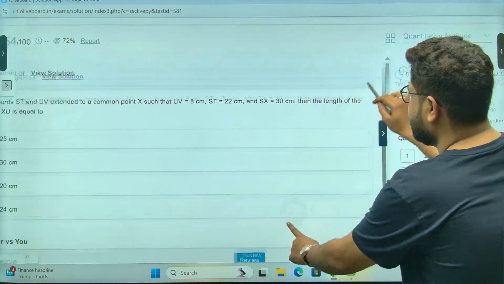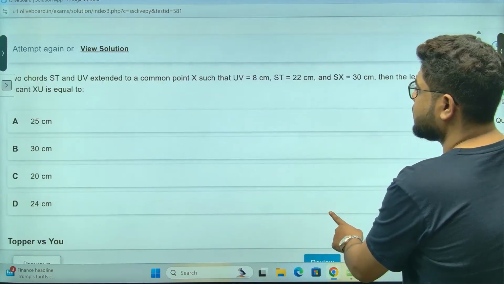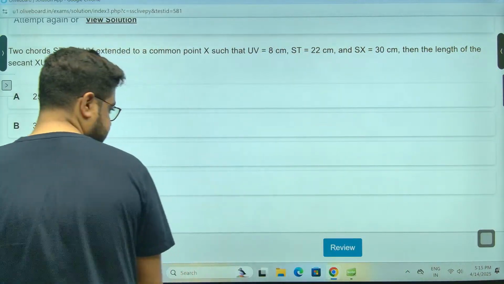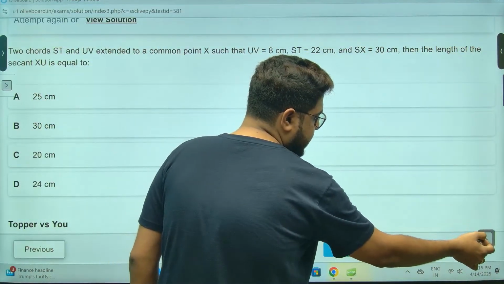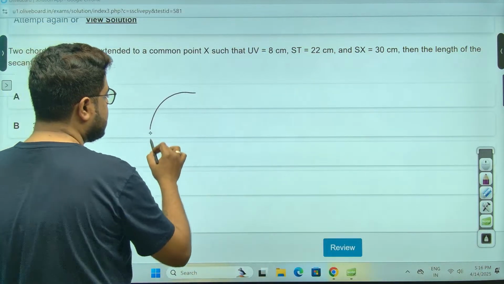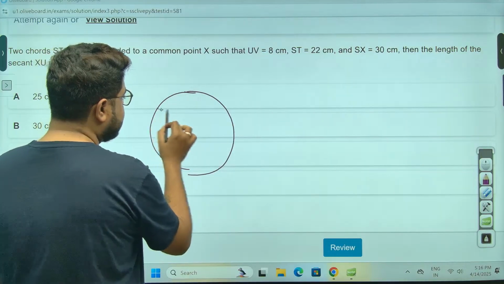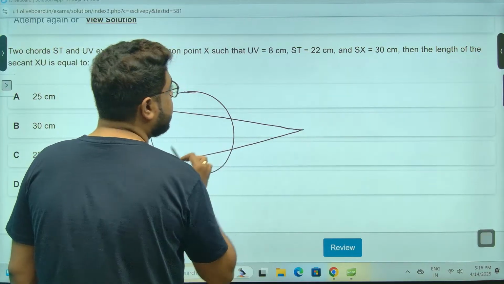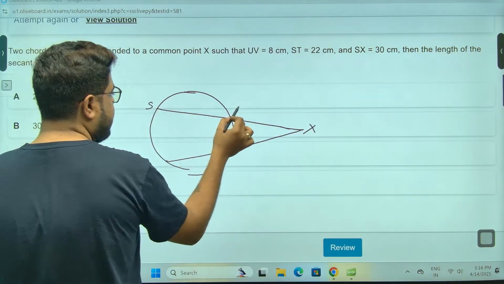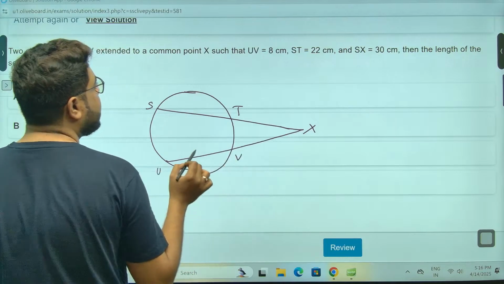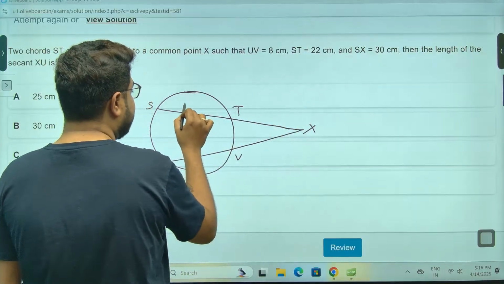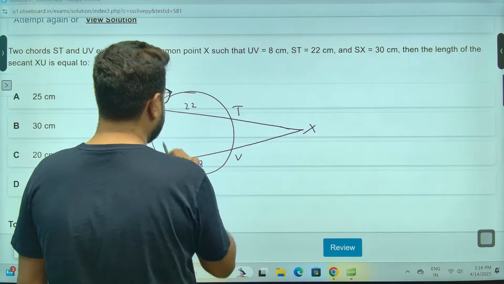Moving on. This is a chords question, sir. Two chords ST and UV, extended. Let's draw a circle. Looks like a tangent, like the second theorem question. Two chords meet at some point X. Chords are ST and UV. UV is 8 centimeter. ST is 22 centimeter. SX, the whole thing, is 30.